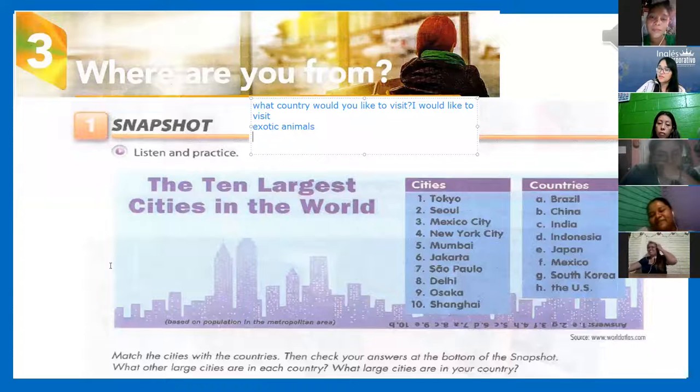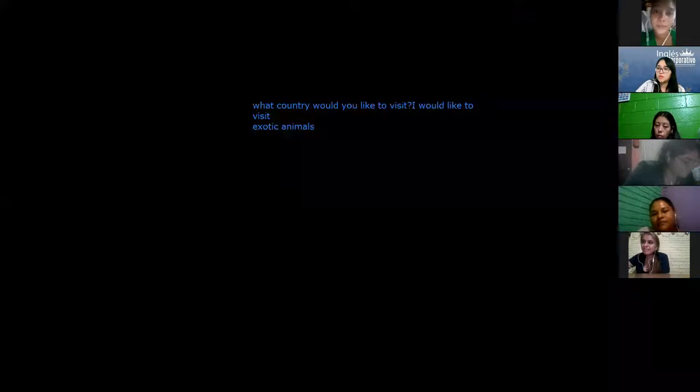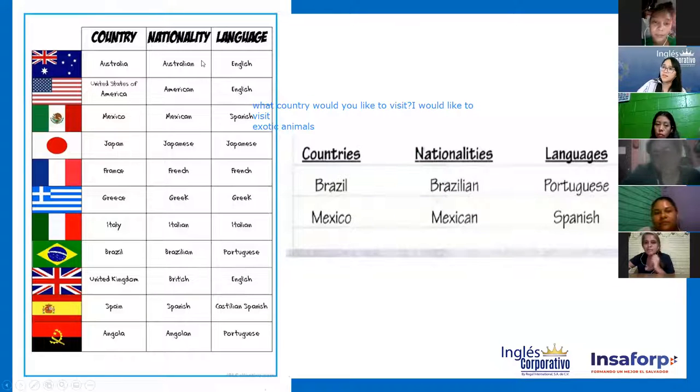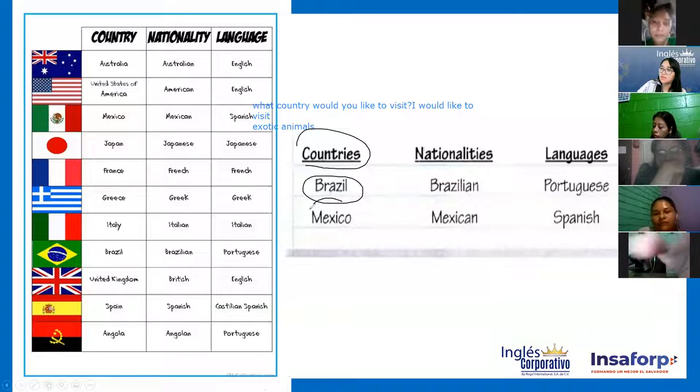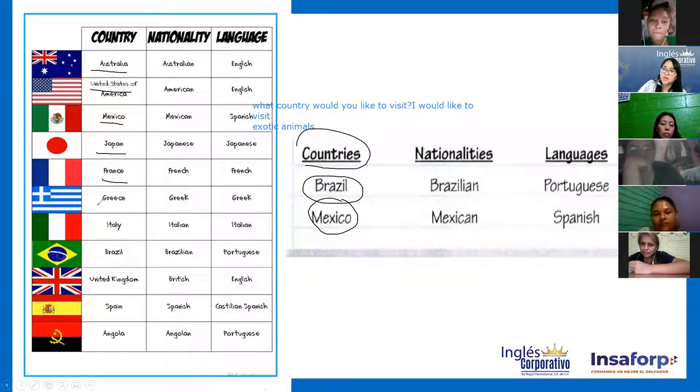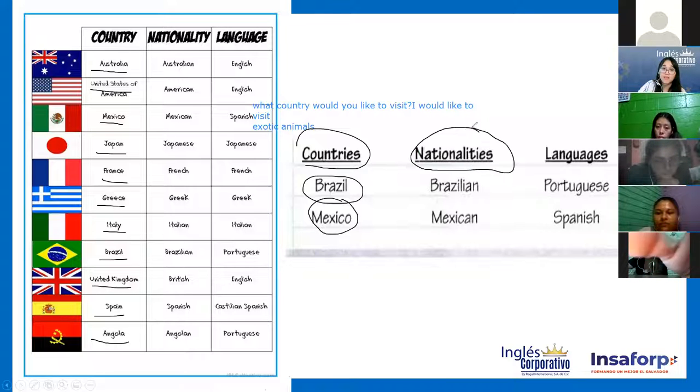That's right. Okay, vamos a ver entonces parte de las cities and the countries and the language, right? ¿Y qué preguntas podemos hacer with these names? Tenemos entonces los países, tenemos Brazil and Mexico. We have a lot of countries: Australia, United States, Mexico, Japan, France, Greece, Italy, Brazil, the United Kingdom, Spain and this one, Angola. I have never heard about it. Okay, and then we have the nationalities, las nacionalidades.